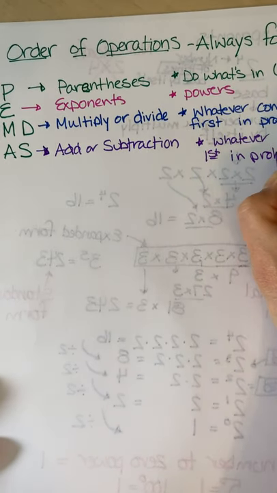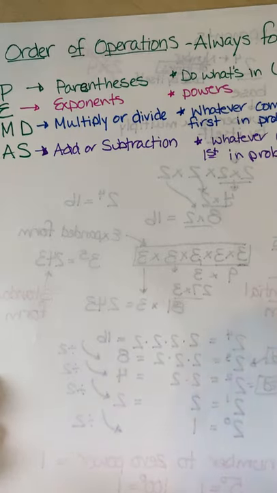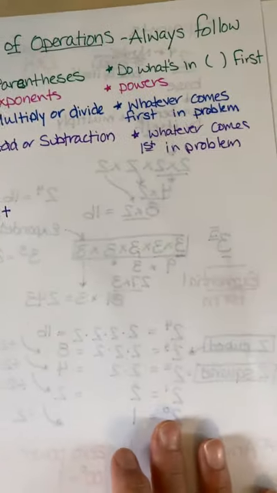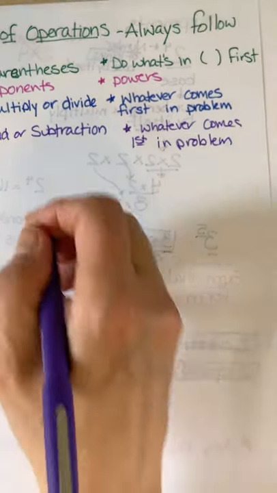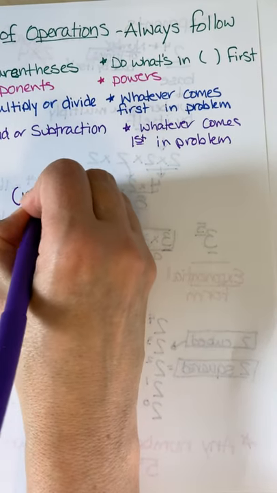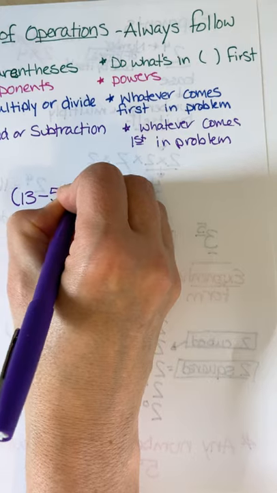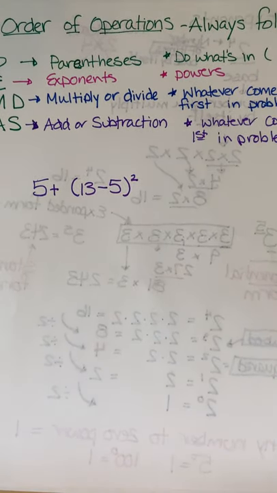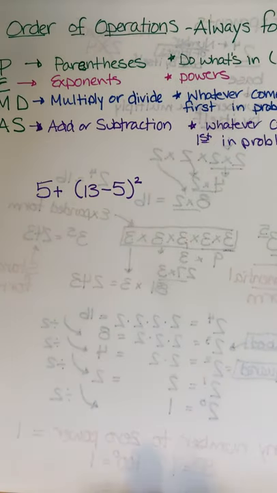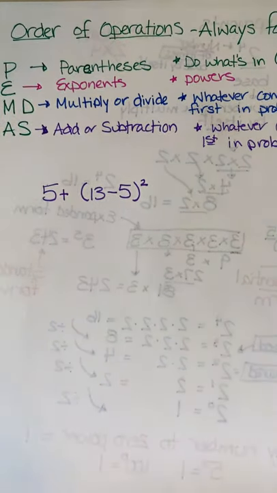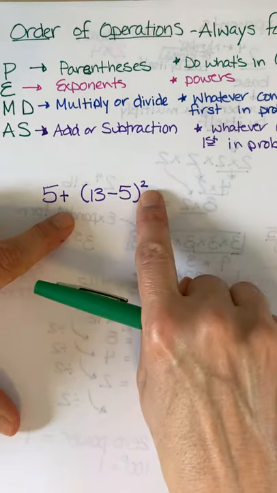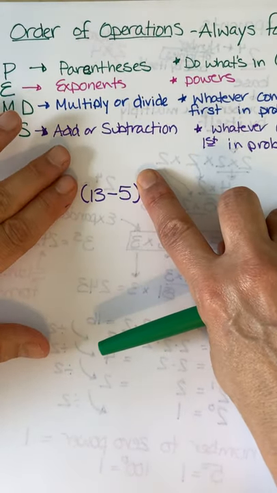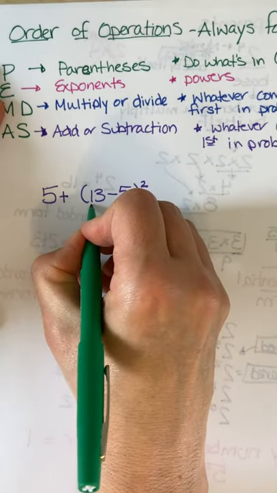Okay, so let's do a couple examples. Let's say that I have 5 plus 13 minus 5 squared. When I look at this problem, the first thing I'm going to look for is parentheses. I have parentheses and I have an exponent. Now, here's the important part. The exponent is outside of the parentheses, so I'm going to do what's inside first.